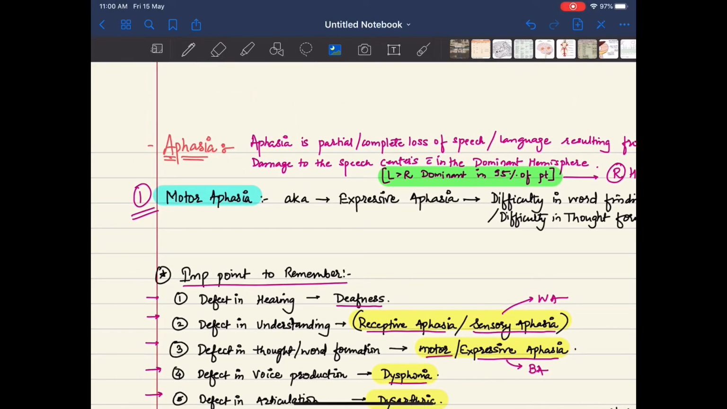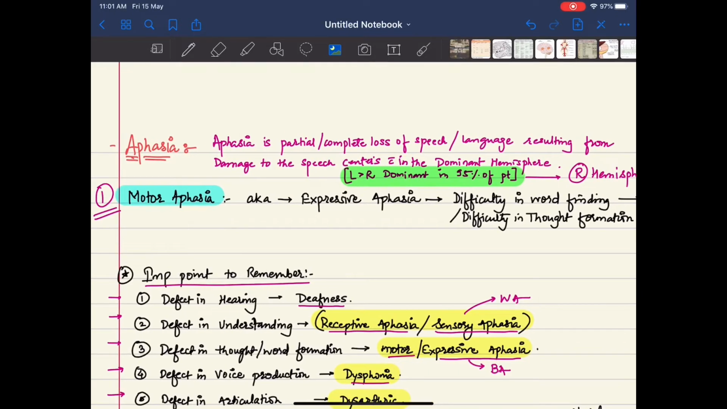First of all, we will start with aphasia. What do you mean by aphasia? Aphasia is nothing but partial or complete loss of speech or language which results from damage to speech centers which are located in the dominant hemisphere, right? So you should know what is speech in the first place, right? What do you mean by speech?